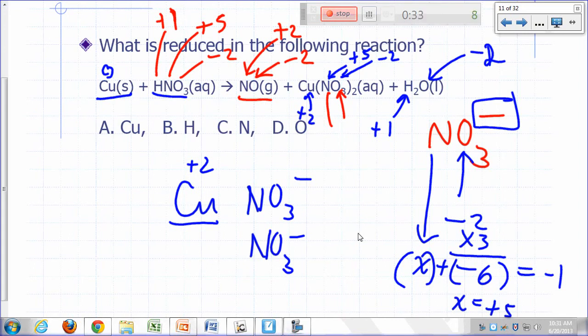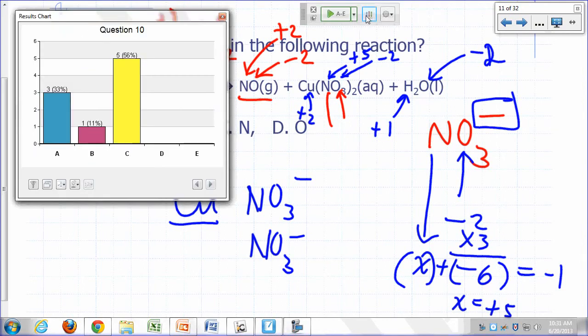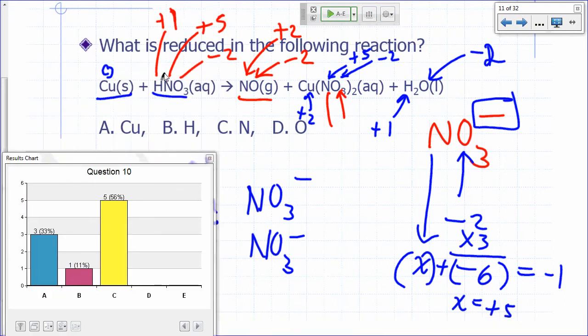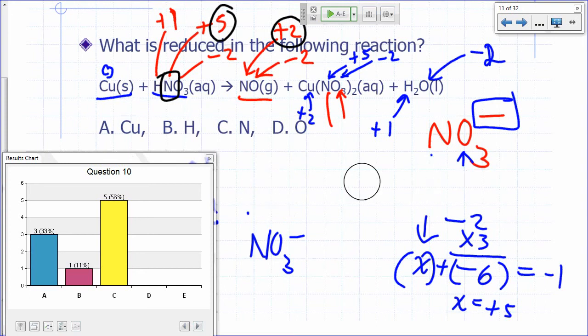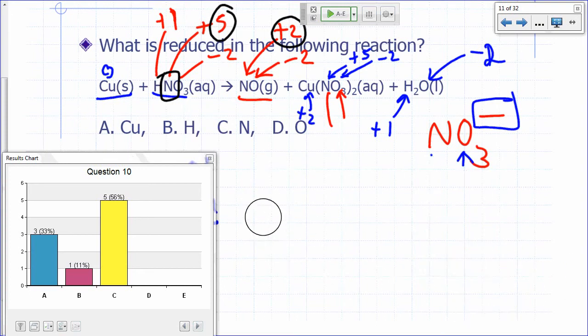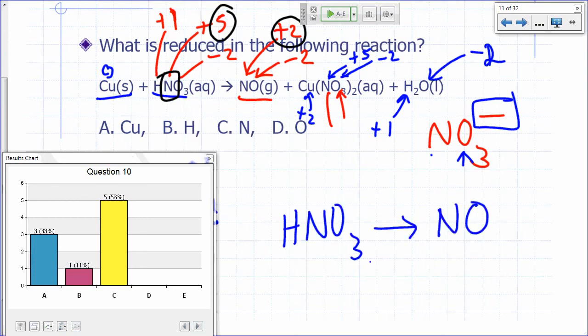Some more answers, 2 more clicks. So the correct answer is, what's reduced? The nitrogen went from +5 to +2. So the nitrogen in HNO3 got reduced to NO. So that's reduction. The species that's involved in the reduction is HNO3, and the product of the reduction is NO.